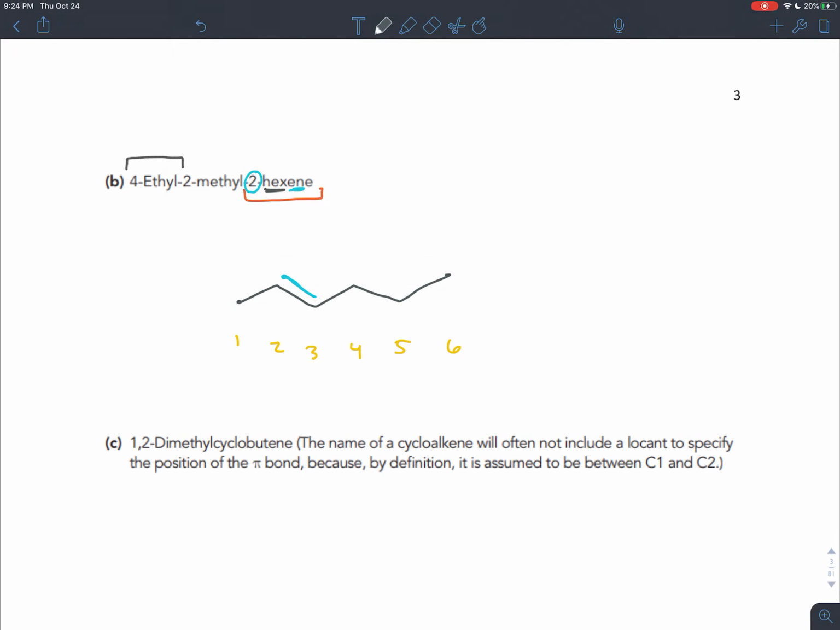Our first branch is going to come off of carbon number 4, so this one. The prefix for the branch is eth, and that means we have 2 carbons in this branch. So off of carbon 4, we'll have 1, 2. So that's our first branch. Next, we have another branch coming off of carbon number 2, so it's going to be coming off of here. The prefix is meth, that means there's only 1 carbon. So we're going to have a 1 carbon branch coming off of carbon number 2. And that's our molecule. We have 4-ethyl, 2-methyl, 2-hexene.